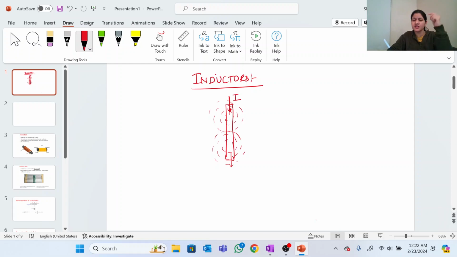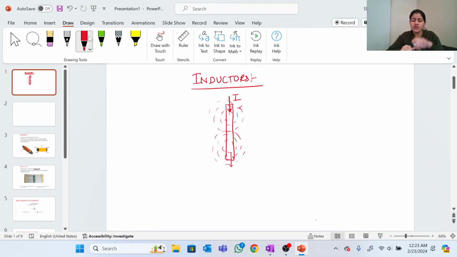Take a conductor, inject some amount of current into it, and take a magnet nearby. If the magnet is within that magnetic range, it is going to get attracted. If it is far away, then definitely not. But if the magnet is here, it is going to feel the attraction, because of the magnetic field created by this current I. So what will be the direction of the magnetic field? Is it going from inside to outside or outside to inside?